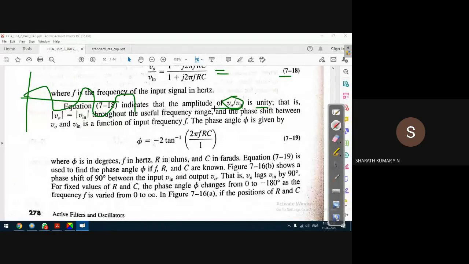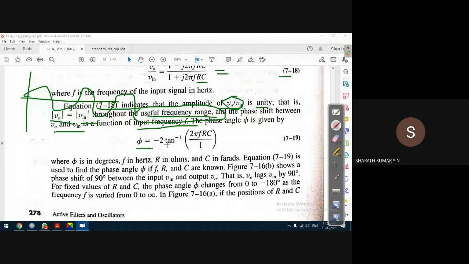But phase shift is not so. That is, V0 is equal to Vin throughout the useful frequency range. Why? What is the useful frequency range? That we'll understand. Okay, and the phase shift between V0 and Vin is a function of the input frequency. Why? Because RC is a constant value and all the other terms, 1 by 1 plus 2 pi j, are constant. It only depends on frequency f. There is a phase angle that depends on frequency f.